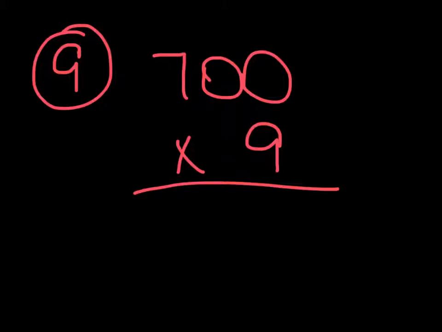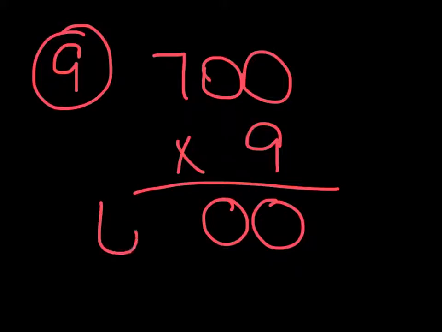Number 9, you have 700 times 9. 9 times 0 is 0, 9 times 0 is 0, and 9 times 7 is 63.